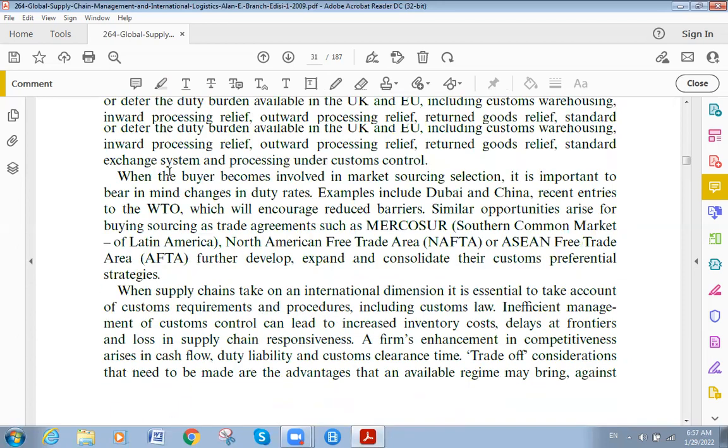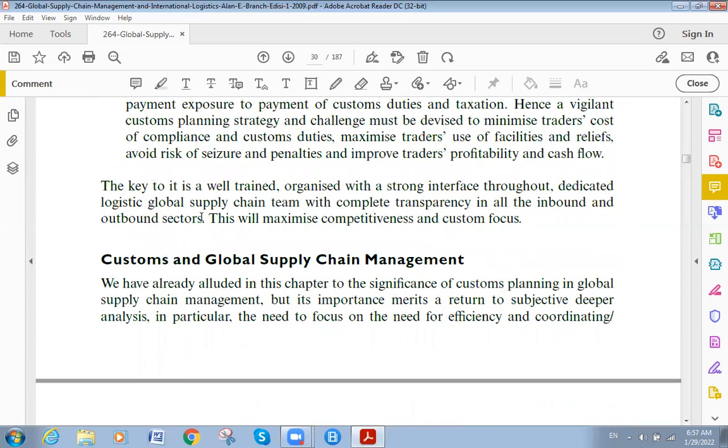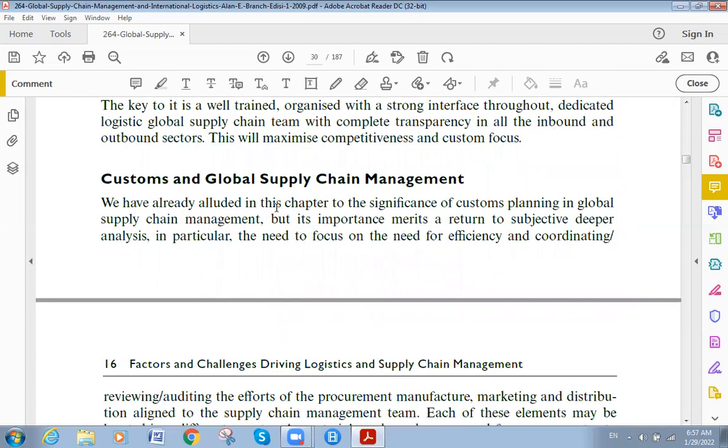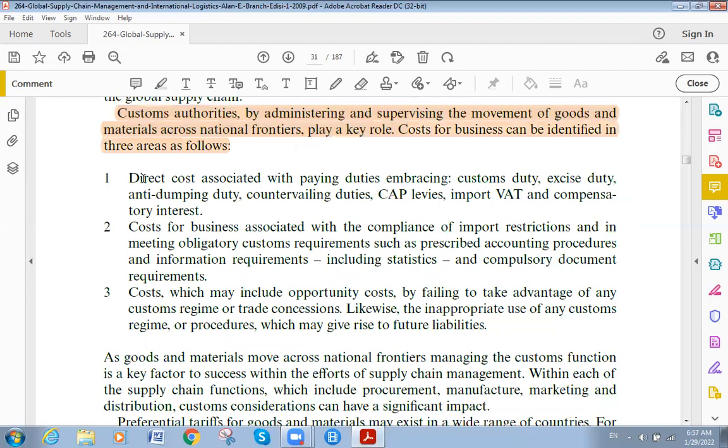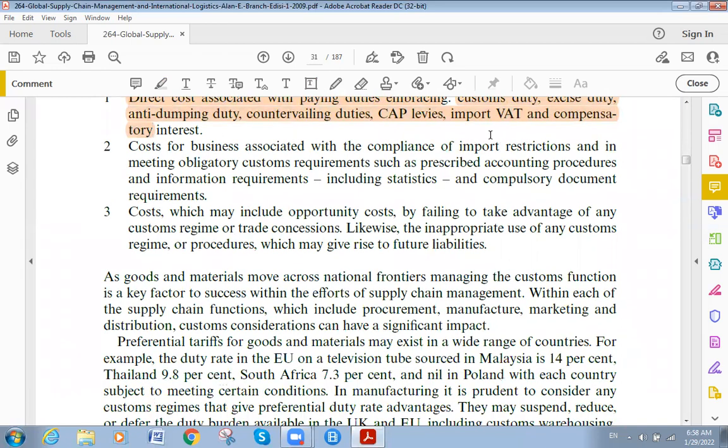Here we want to say something about customs. Customs authorities, by administering and supervising the movement of goods and materials across national boundaries, play a key role. The cost of business can be identified because customs are added to the total cost. We have direct costs associated with paying duties, embracing the customs duty, excise duties, and anti-dumping duties.